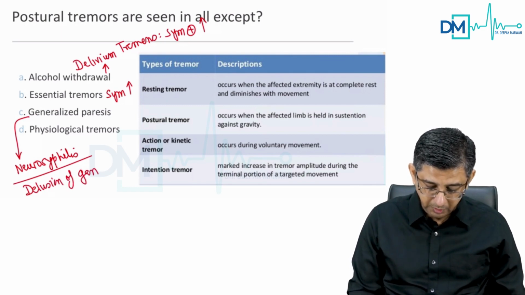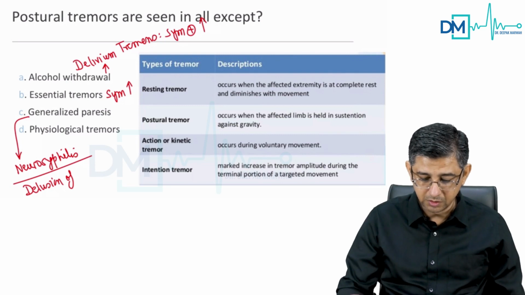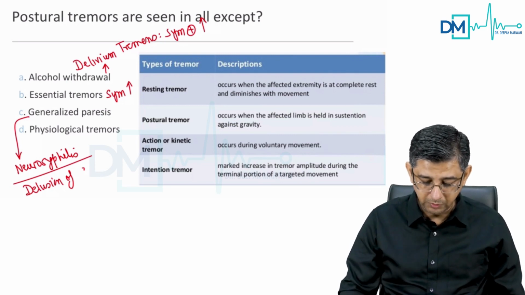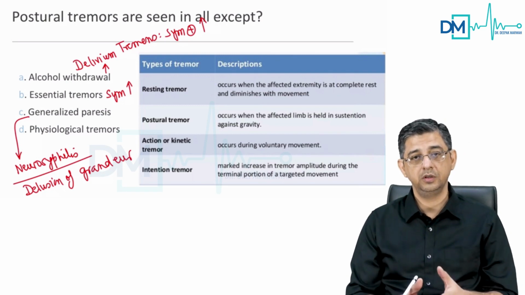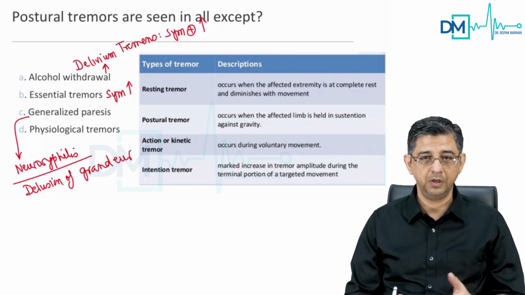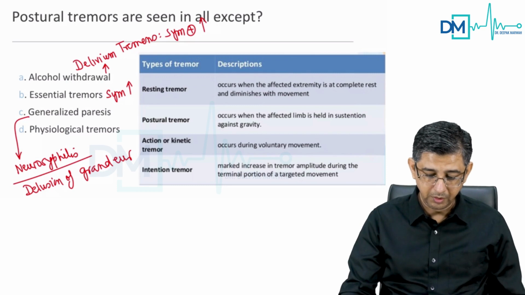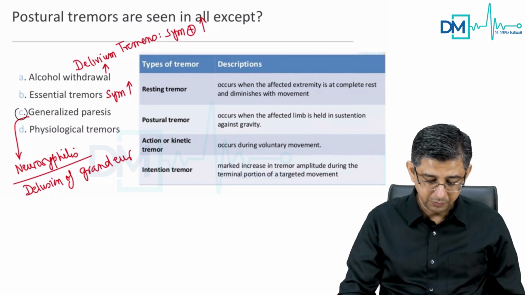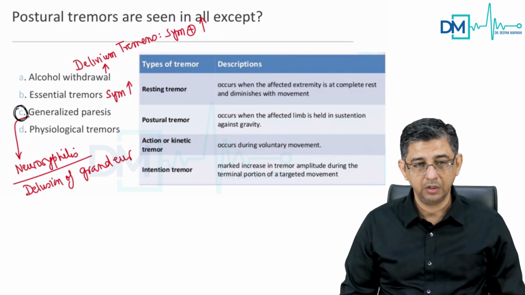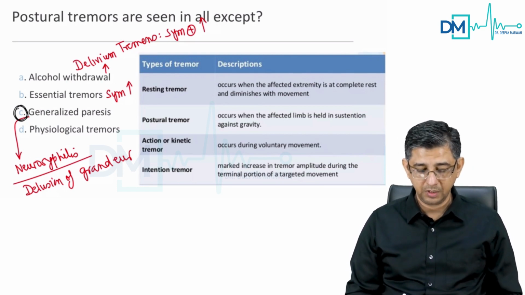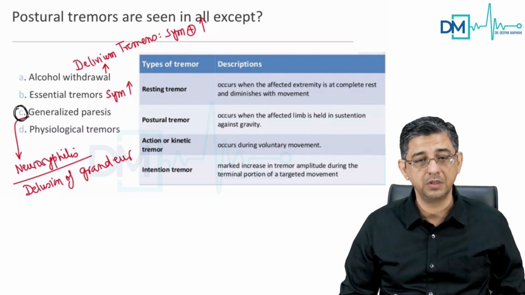Delusions of grandeur would mean that the patient will think that he is God's gift to mankind, or he will think that he is the richest guy on the planet. I mean, he would obviously think very superior of himself and inferior of you. So, the bottom line is that generalized paresis of the insane is a neuropsychiatric manifestation that is usually seen with syphilis, and therefore is the answer to this particular question.